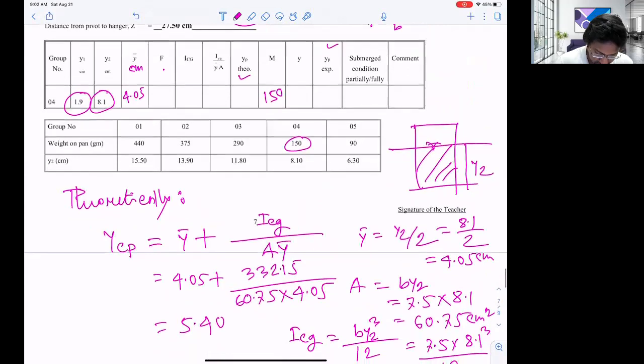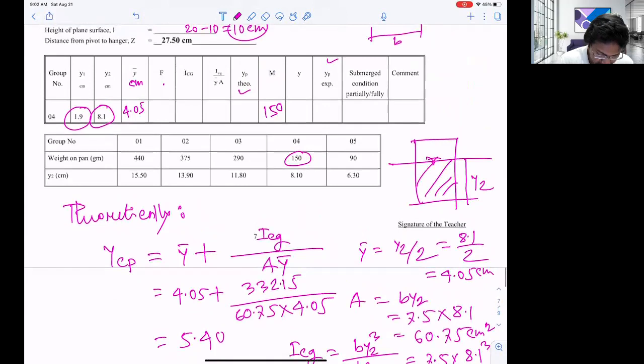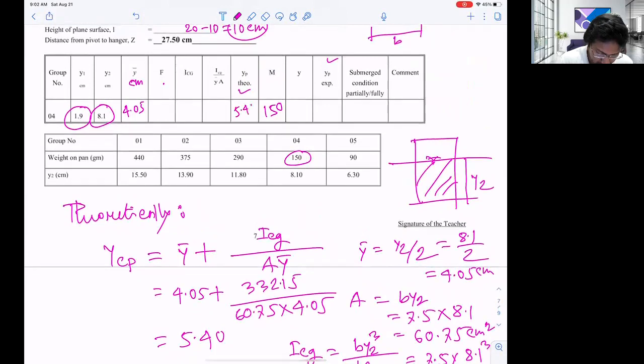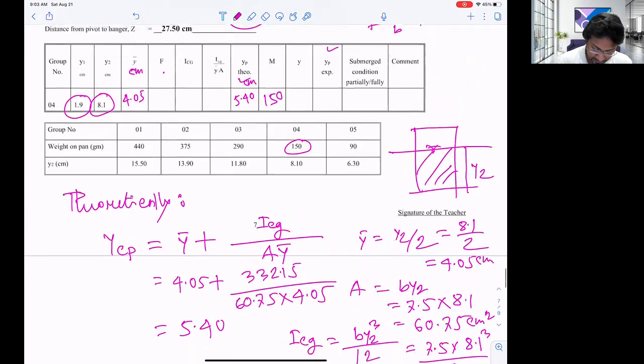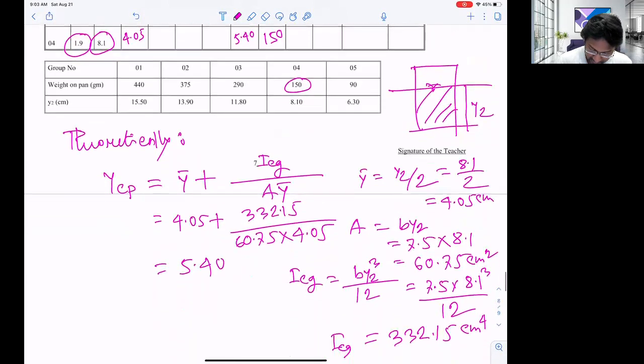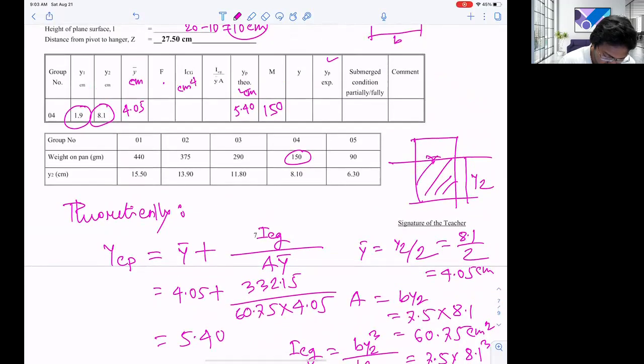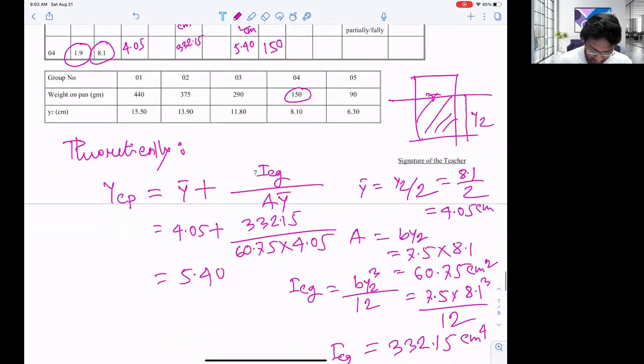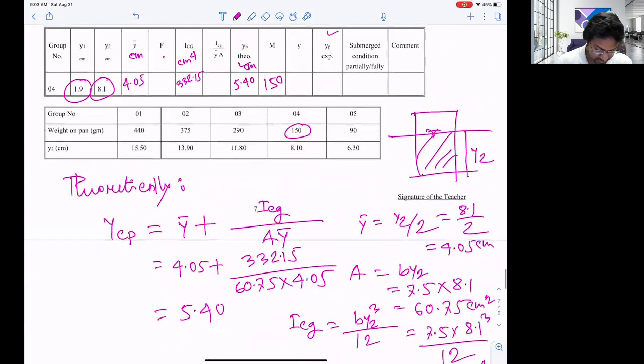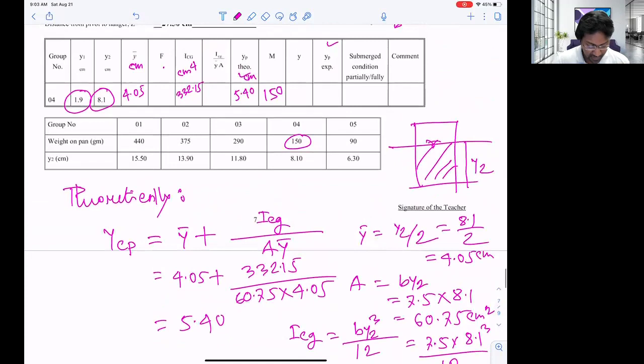So we can fill in the theoretical determination as 5.40 centimeter. We have I_CG 332.15 here, also in centimeter to the power 4. That is the determination we have. And now we need to calculate the experimental.